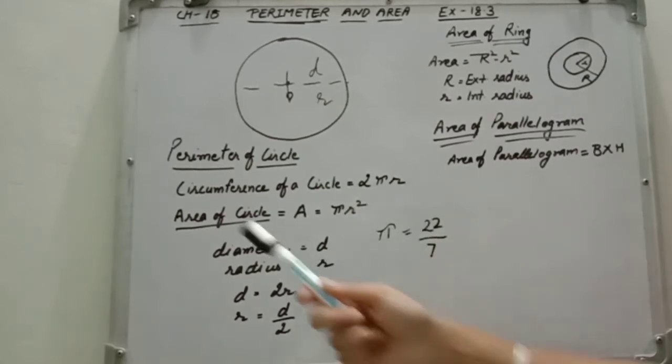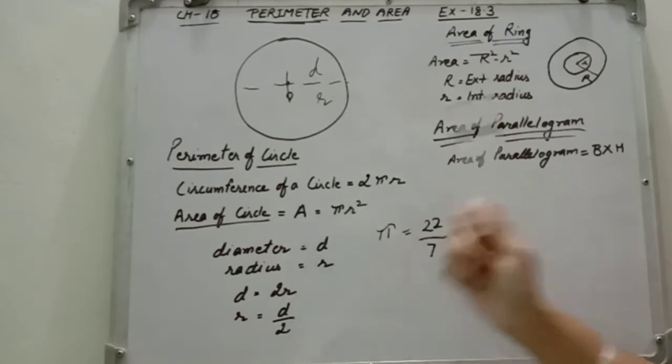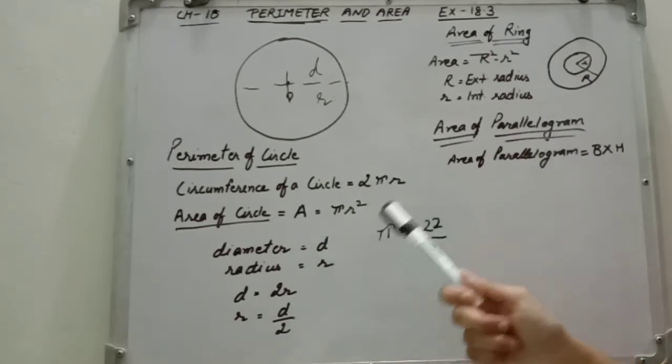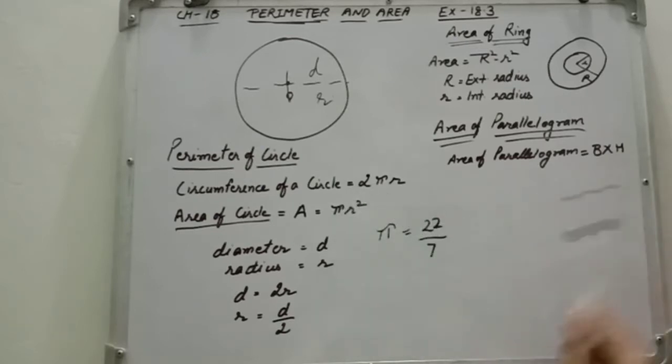And the next formula is the area of a circle. The area of a circle we denote with capital A, and that is pi r square. Okay? The value of pi is 22 over 7, and r is the radius.